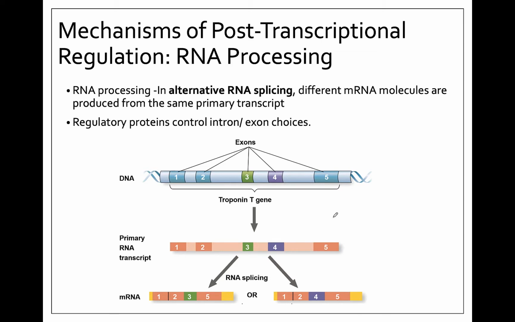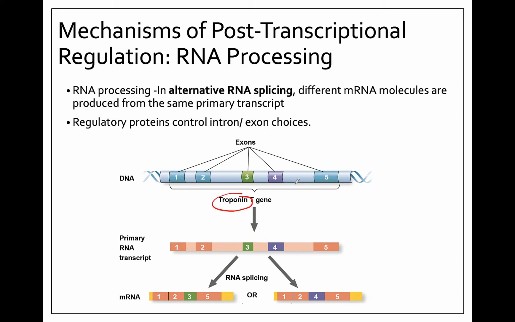We can also see things happen after transcription. So even after we make messenger RNA, we still have to process it. There is a processing called alternative splicing, in which the same piece of messenger RNA can produce different proteins.